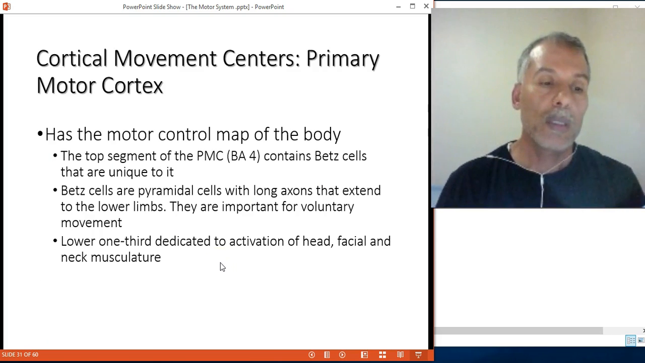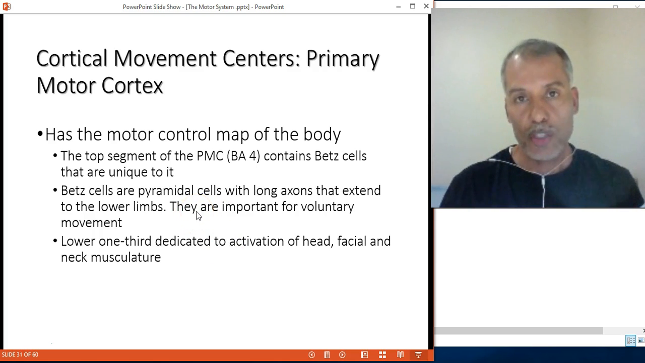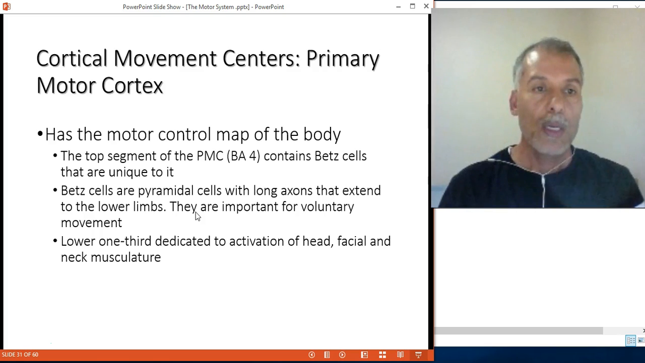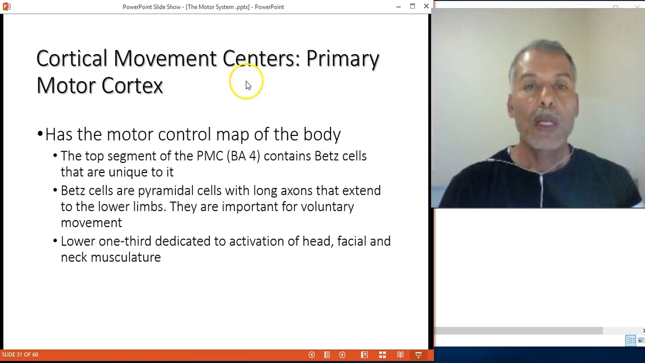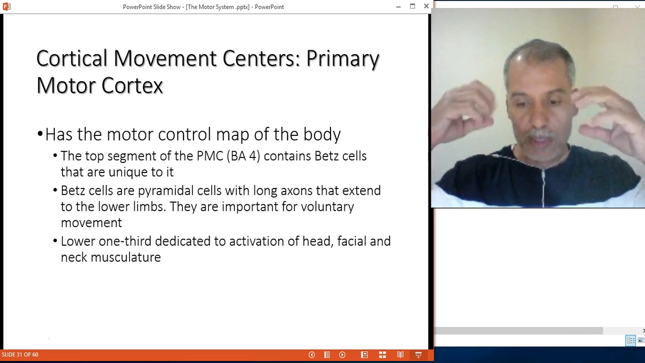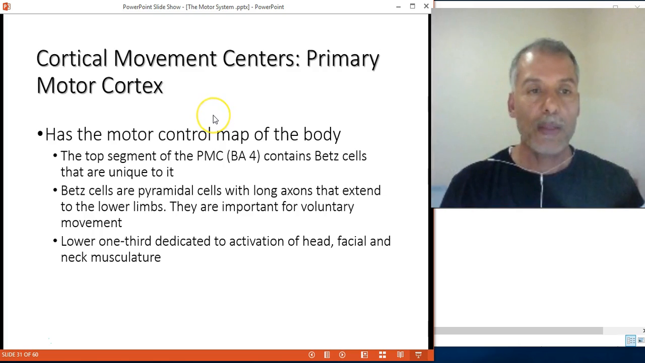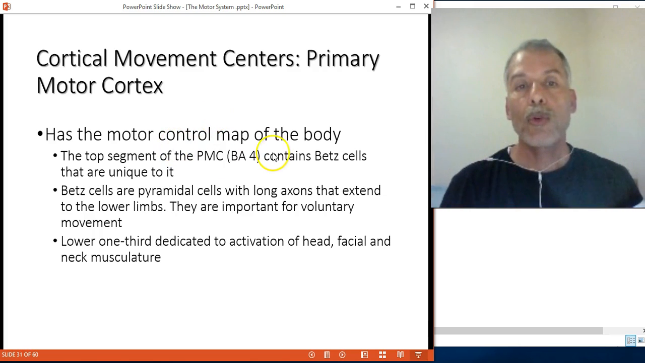So now let's unpack things and discuss how each area contributes to the process of speech. The cortical movement centers, which include the primary motor cortex, are like the engine that actually connects and gives the signal finally to make things move. It has a motor control map of the entire body.